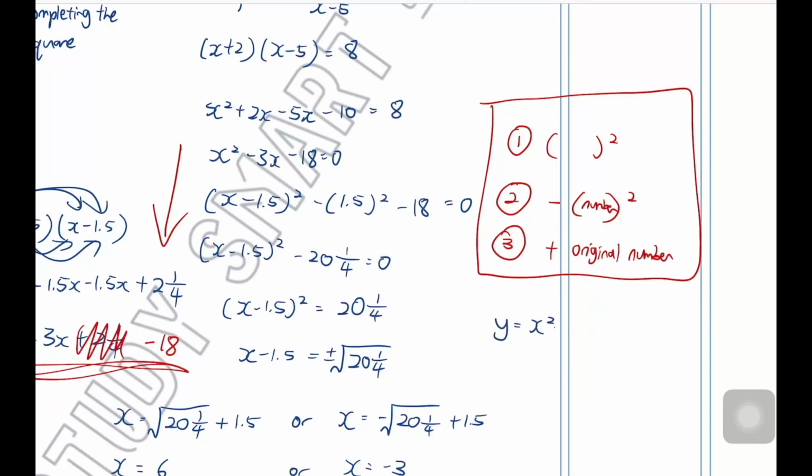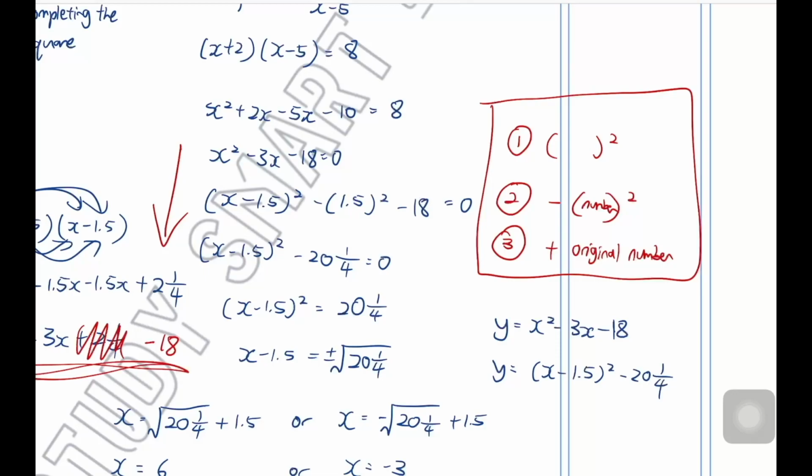So y equals x squared minus 3x minus 18. And the question just wants you to put it in the y equals bracket squared minus some number form, or to just complete the square for this equation. What you will do is perform these 3 steps that I highlighted to you to complete the square and end up having x minus 1.5 squared minus 20 1/4. And with that, you have completed the square.